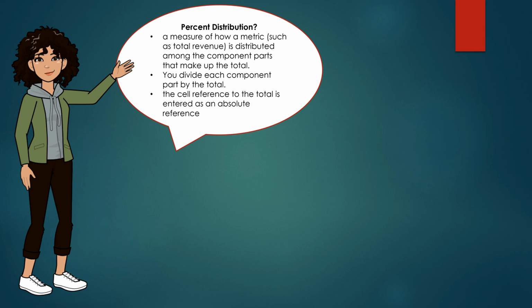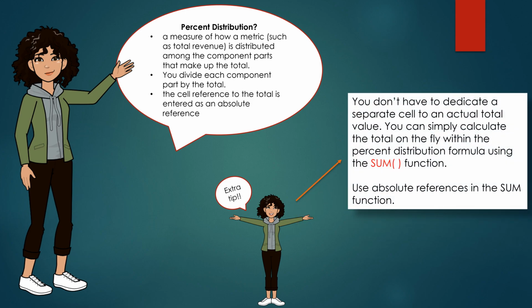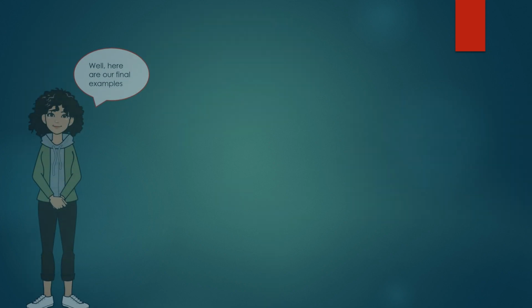And then next, we're going to look at percent distribution, and this is a measure of how a metric such as a total revenue is distributed among the component parts that make up the total. This calculation is relatively simple. You divide each component part by the total. An extra tip is that you don't have to dedicate a separate cell to an actual total value. You can simply calculate the total on the fly within the percent distribution formula using the sum function. So we'll look at an example of how to do this.